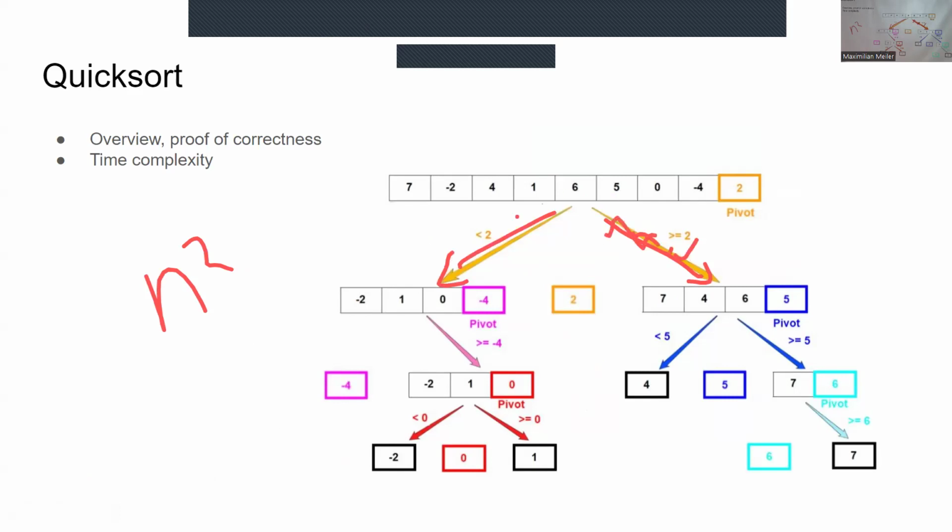What happens here is we choose -4 as a pivot. And what's significant about this pivot is every single element in this array is greater than it, right? So instead of being able to split the array in half like we did in here, we only subtract one element. And splitting it in half is what gives it that log n time complexity, right?